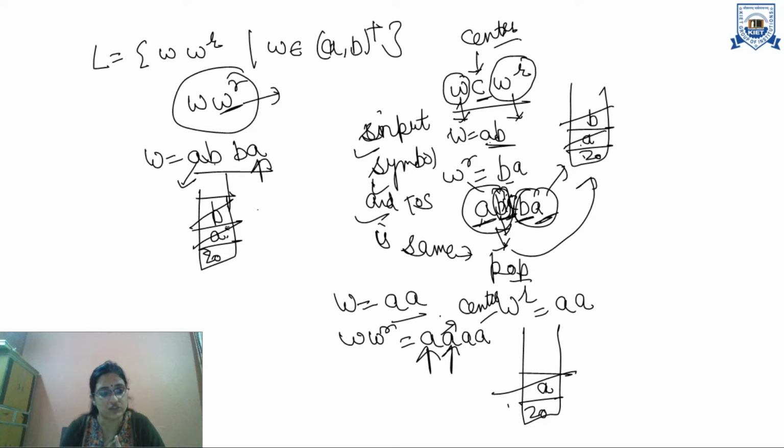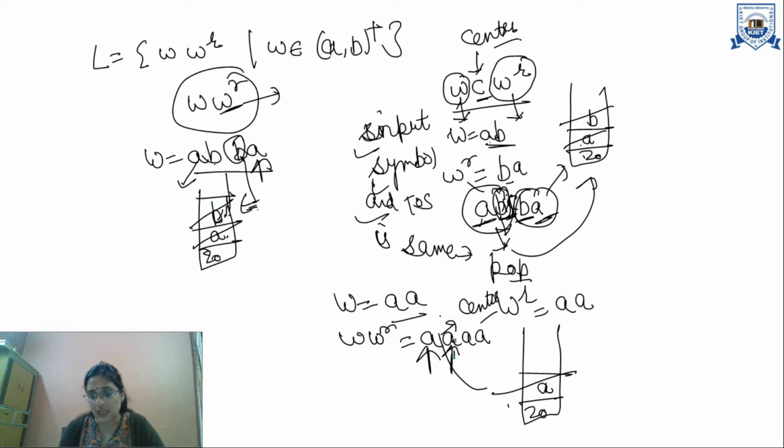First of all, I have to take care that whenever the input symbol and the top of the stack symbol are the same, I perform the pop operation, and in some cases when they are the same I have to use the push operation. Let me repeat this point. The input symbol is B and the top of the stack is B. Both symbols are the same, so I have to use the pop operation.